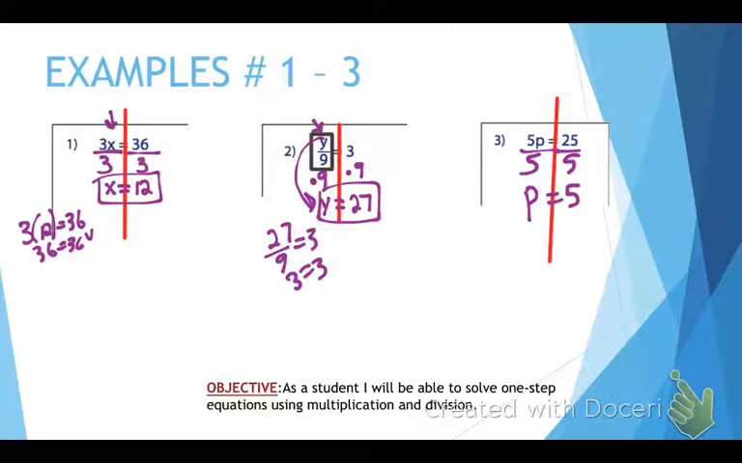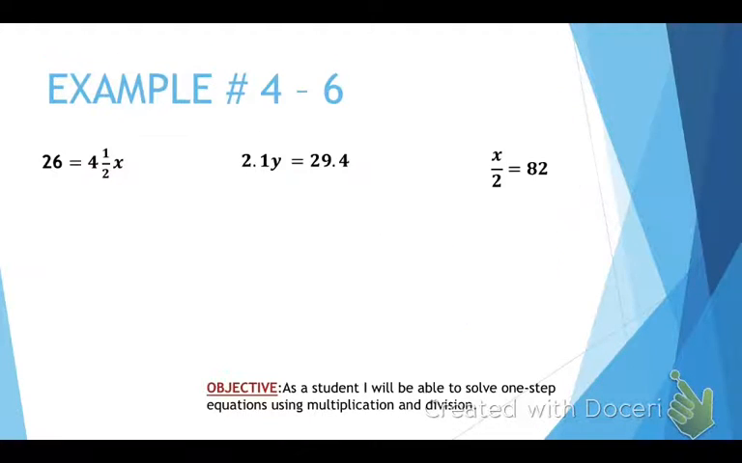Go ahead and check your answer. 5 times 5 equals 25. Does 5 times 5 equal 25? Yes, it does. We're good to go. Moving on. All right, we're going to do 4 through 6. These ones are harder. Might take us a couple more minutes, so I am going to start moving a little bit faster. Here we go.